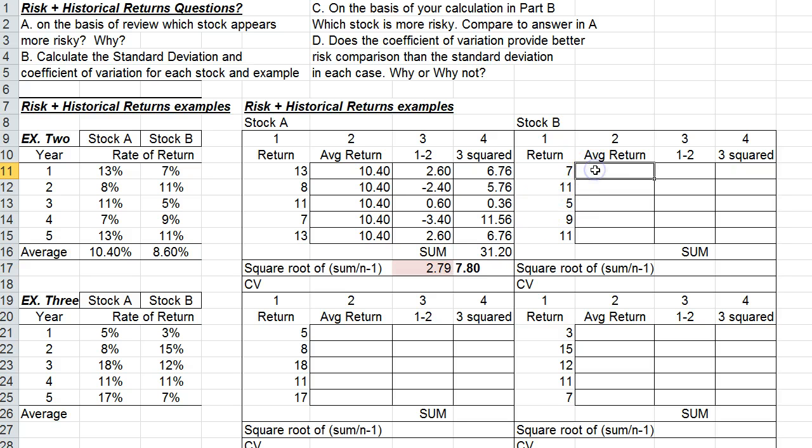Now I'm going to do the same procedure for stock B, where first I'm going to write in the average return. Let me just format all these boxes at once. So I have the average return here. And then I'm going to take column 1 minus column 2, and I have the differences. And then I'm going to square the differences. Let's copy the formula from over here.